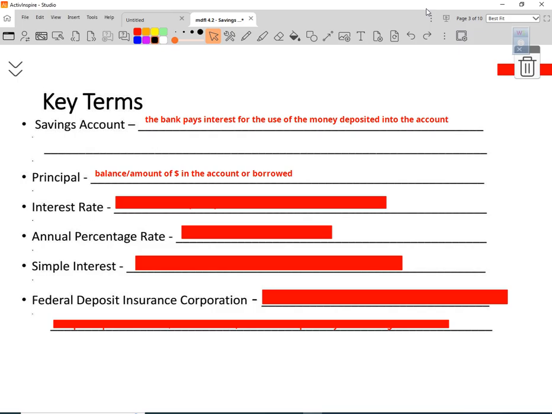All right. So interest rate. Interest rate is the money you earn on money in a certain account, or the money you have to pay. So if you borrow money, you pay interest. If you have a savings account, then they will pay you interest in your savings account.